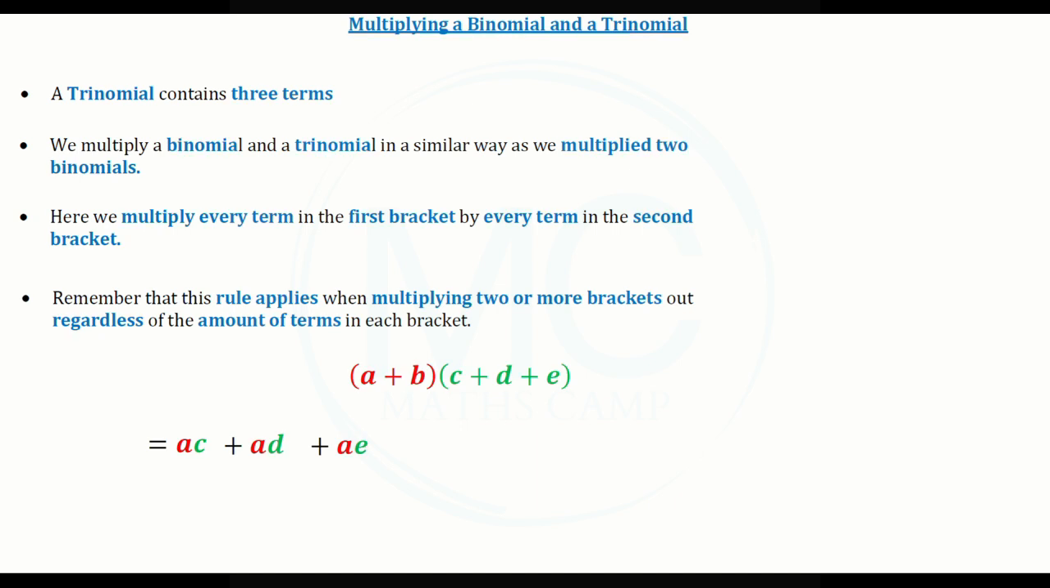Then we take the second term in the binomial, which in this case is b, and we multiply this by every term in the trinomial. So we say b multiplied by c, and we get bc. Then we multiply b and d, and we get bd. And finally, we multiply b and e, and we get be. Next, we can add like terms and establish our final answer. Let's look at some examples.